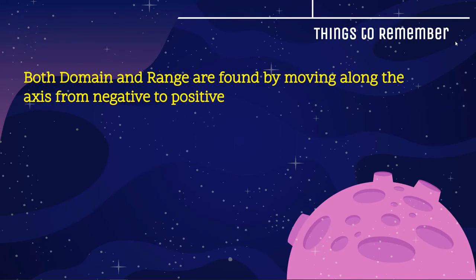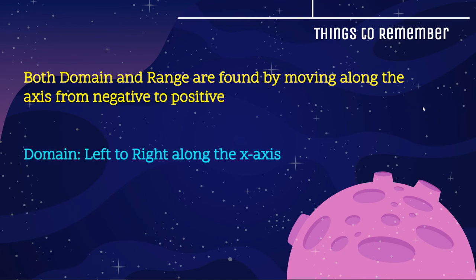Okay, things to remember. Both domain and range are found by moving along the axis from negative to positive. So for the domain, that means move from the left side of your screen to the right side along the x-axis, and you're following what the x's are doing as you're moving left to right. When you start moving across and the first thing you see is an arrow, that means you're at negative infinity. And then you keep moving across and you get to another arrow, that means you're at positive infinity. So you're moving left to right along the horizontal line of the x-axis.